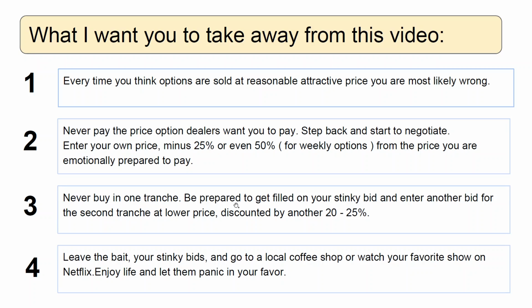Be prepared to get filled on your stinky bet and enter another bid for the second tranche at a lower price, discounted by another 20-25%. What I mean is that when you enter the order for the first tranche, do the same for the second tranche at the same time. Why? Because that last segment of accelerated growth or decline would be so scary that it would affect your thinking as well. You are not special.